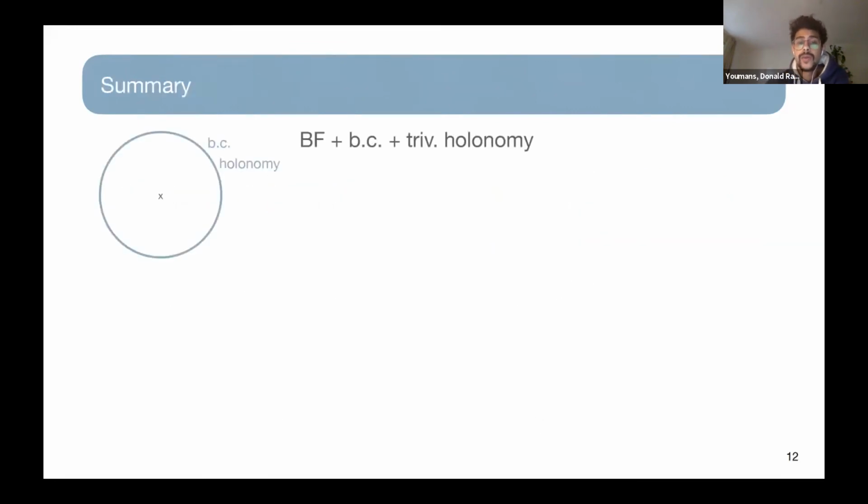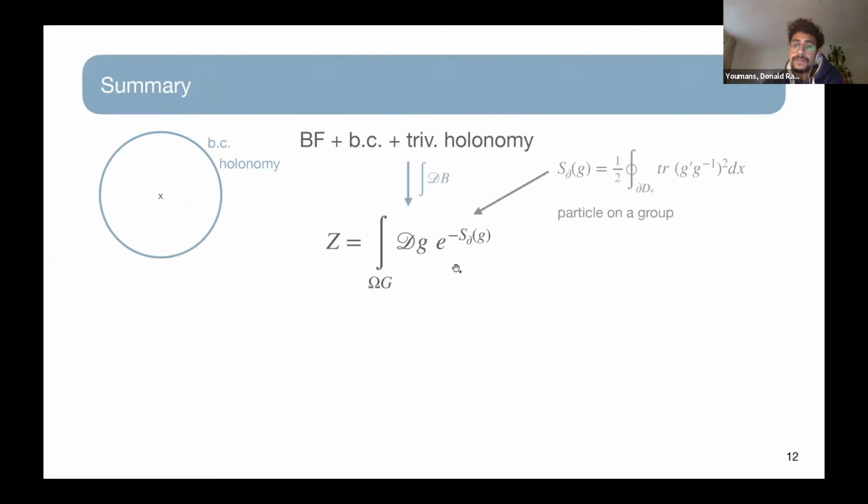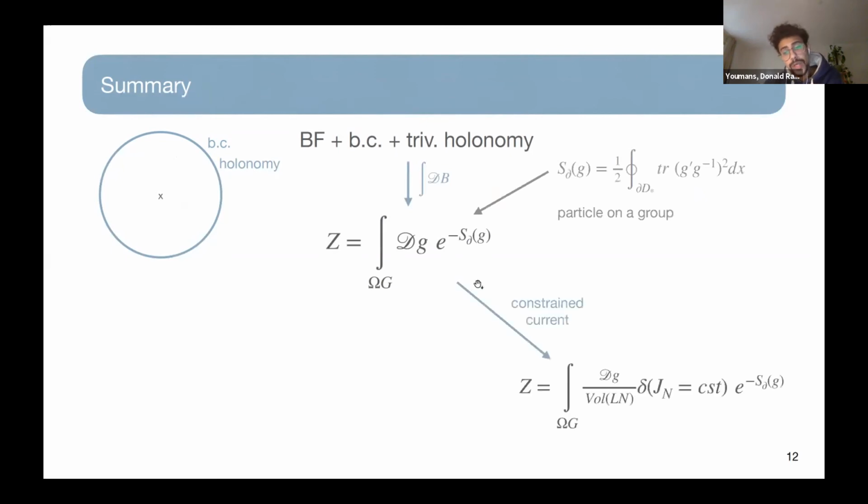So in summary, what we had was we started with the BF theory plus certain boundary conditions and the condition that the holonomy of the connection around the disk is trivial. We integrated in the bulk the B field, the Lagrange multiplier, and got the particle on the group. And then the one idea was basically to constrain a certain current to study actually the partition function of this form, where we have an explicit delta function in here, giving us the constraint.